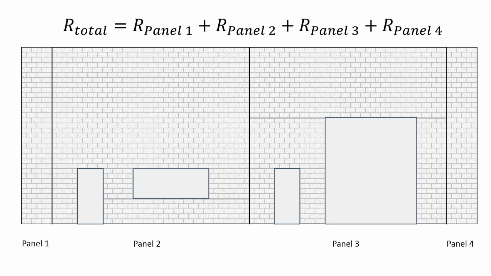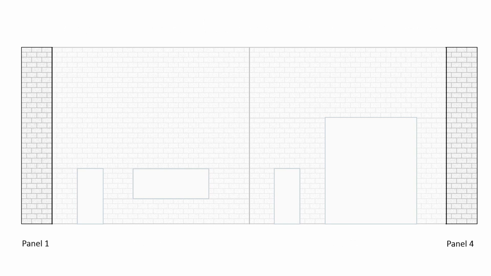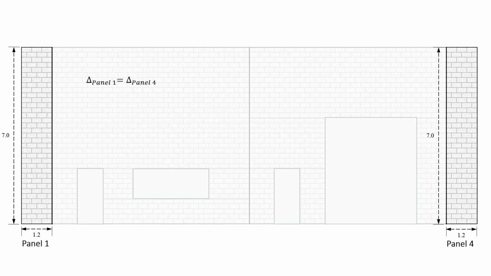Now, in order for us to distribute our loads, we need to know the total rigidity as well as the rigidity of each of these individual panels. So let's start with the easy ones. Let's look at the two at each end. Now, first of all, they share the exact same dimensions, and they have the same wall properties, so we know that the rigidity of panel 1 and the deflection of panel 1 is going to be equal to that of panel 4.